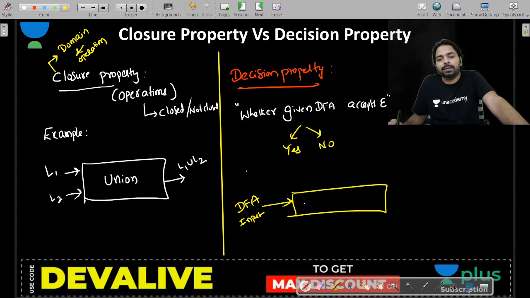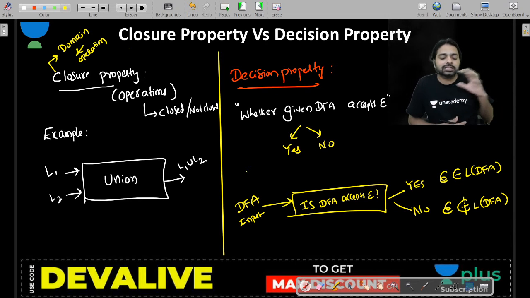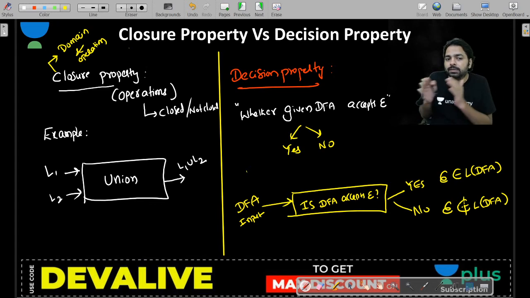And here I am asking a question, this is a problem. Does a DFA accept epsilon? If you say yes, it means epsilon belongs to the language accepted by the DFA. And if I say no, epsilon does not belong to the language accepted by the DFA. This is called a decision property. Everybody got it? Closure property, decision property.